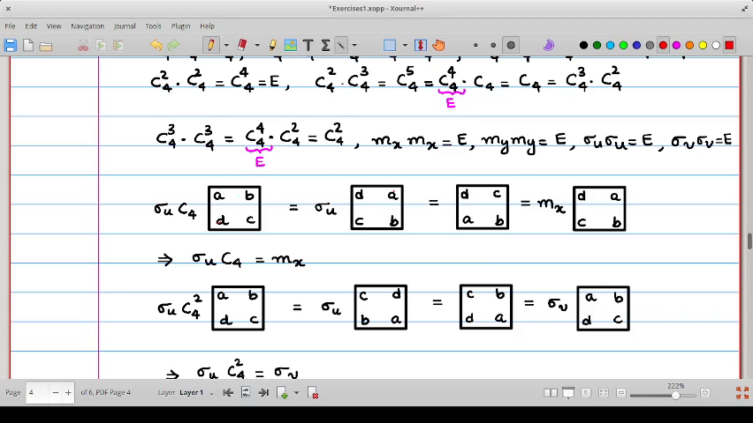So A has gone to this position, then B has gone to this position, then C has gone to this position, and D has gone to this position. Now sigma u, as we have seen, is a reflection about the plane given by this line. So this line is in the line of reflection, and so in the plane of reflection, and the plane is perpendicular to this square. So D and B will not change. So D and B remain in their positions, and A and C interchange. So A comes here and C goes there.